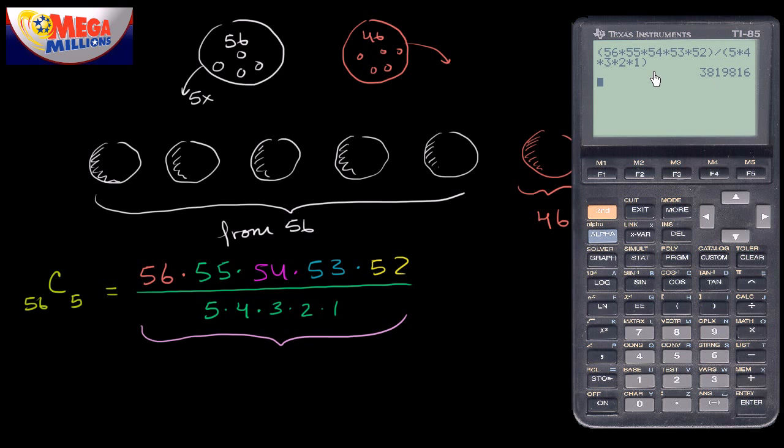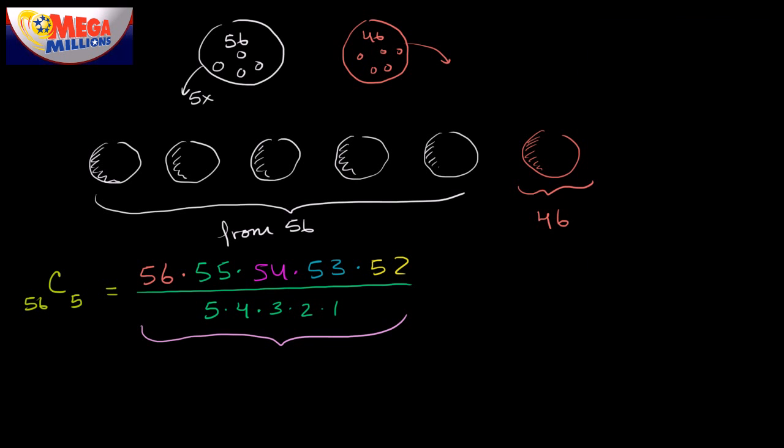So let me write that number down. This comes out to 3,819,816. So that's the number of possibilities here. So your odds of picking just the white balls right are going to be 1 out of this, assuming you only have 1 entry. And then there's 46 possibilities for the orange ball. So you're going to multiply that times 46.